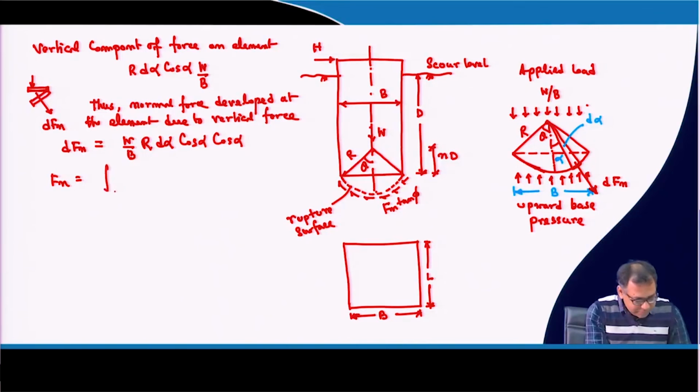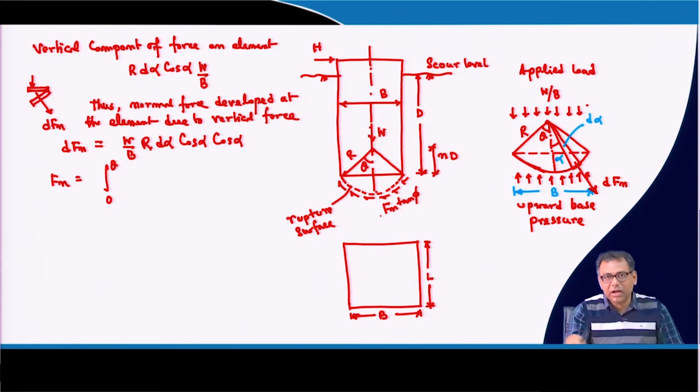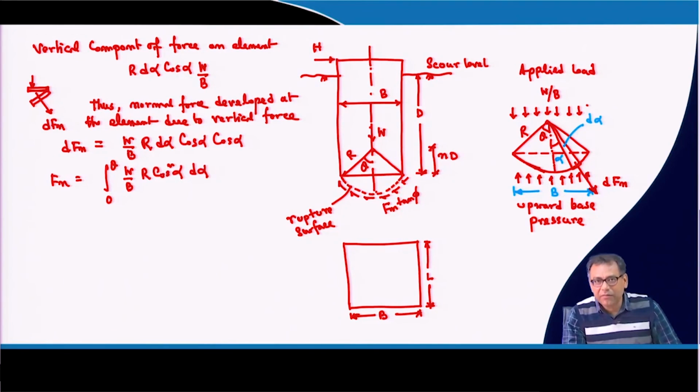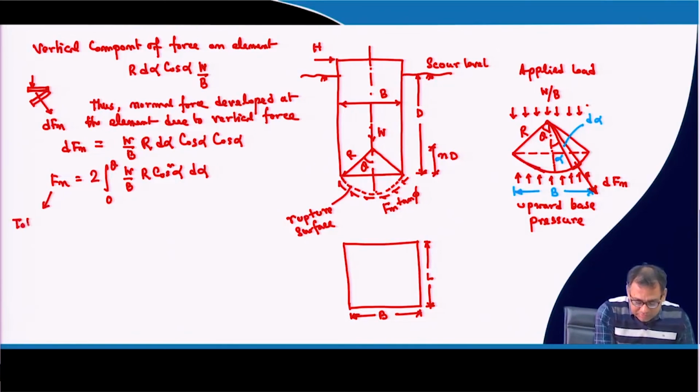Now we can write that Fn will be the integration from 0 to theta. Fn is the total normal force along the rupture surface. So, that will be the integral from 0 to theta of W by B R cos square alpha d alpha. This is for one half, but we have the other half also, so this will be multiplied by 2. This is the total normal force.